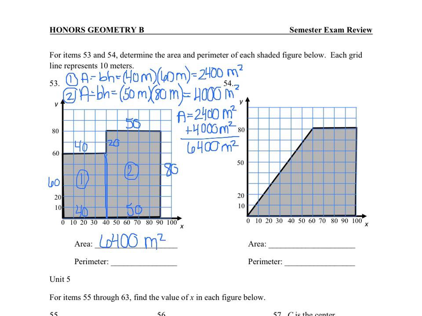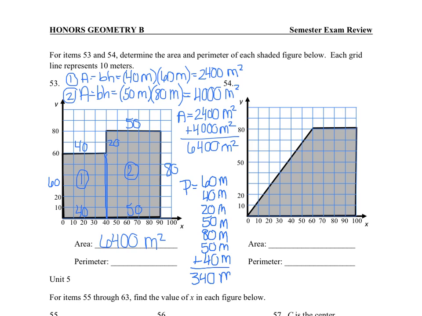My perimeter is going to be the distance around. So 60 plus 40 plus 20 plus 50 plus 80 plus 50 plus 40. When I add these numbers together, I'm going to get 340. Sorry, these are all meters. So I'm going to get 340 meters, and that is my perimeter.